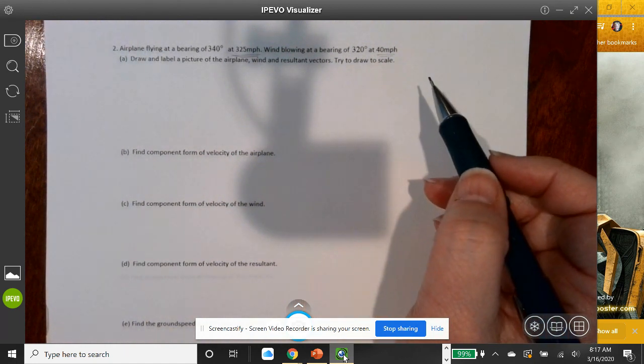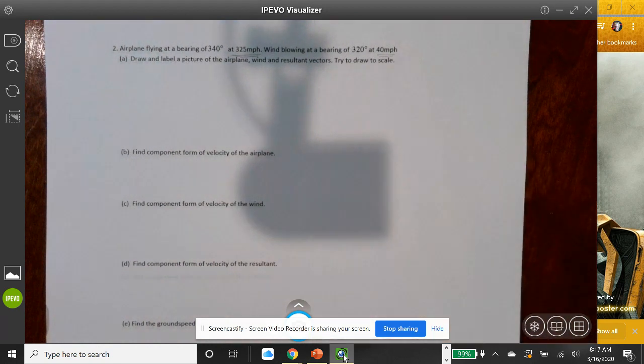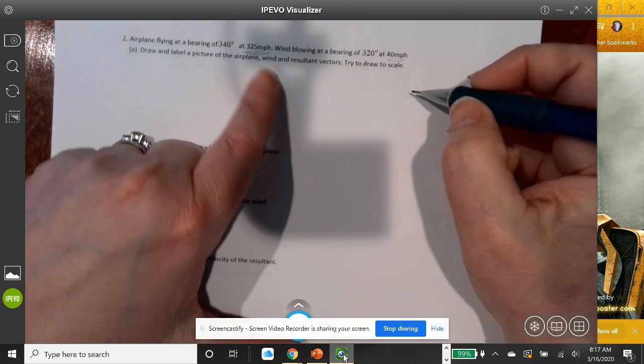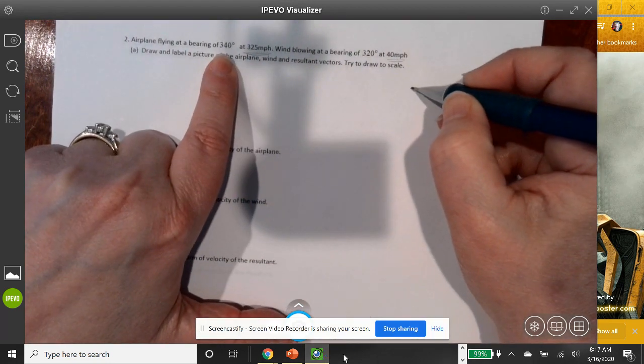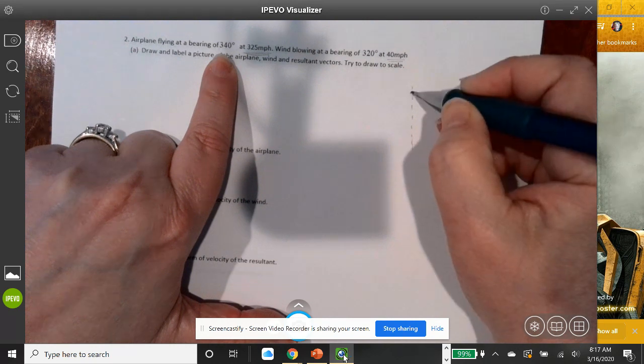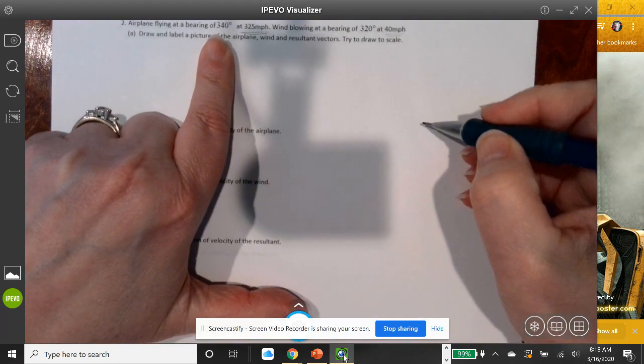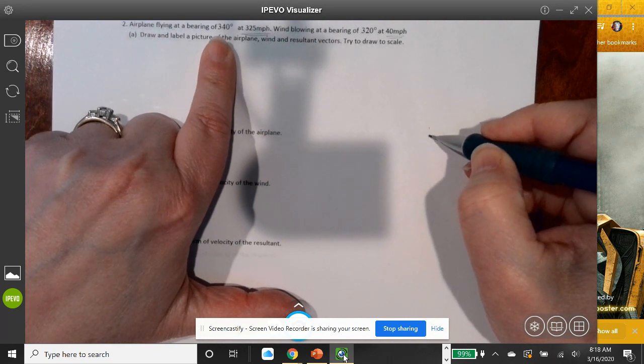Well, when you draw it to scale, that means we just want the airplane vector to be bigger than the wind vector. All right, so let's draw that. Bearing is measured from the north, so here's my north. I'm going to make it lower because I have to have an airplane vector above it, and the wind vector above it. Here we go. So here's my north.